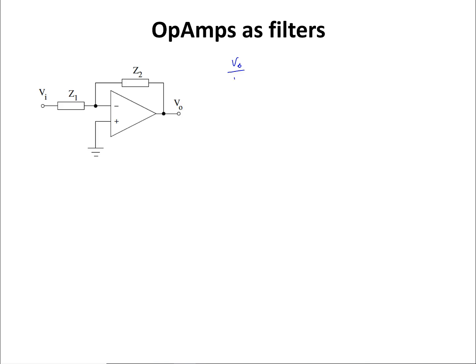So V out over Vi, just like we saw before, equals negative Z2 over Z1, and now both Z1 and Z2 are frequency dependent components, meaning that both their magnitude and phase change with the frequency value of the input signal. So the gain is frequency dependent. This time we're going to show the gain with H of s or H of j omega when we want to find the frequency response of this circuit. So H of j omega is equal to Z2 over Z1.